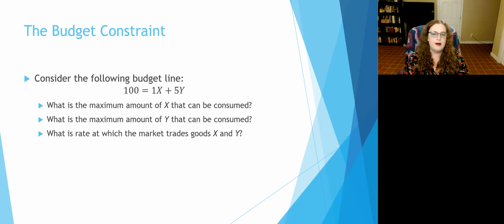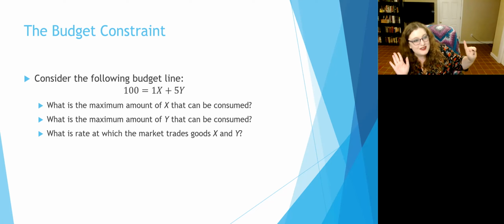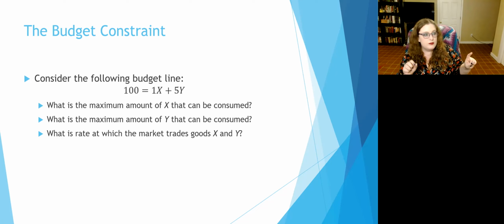All right, then we need to think about what the market trade rate of these goods is. Essentially, what is the slope going to be? At the end of the day, we want to think about the relationship between them. We know that X is $1 and Y is $5. So what rate would they be trading at? If I wanted to increase good Y, that's a $5 good. What am I having to give up to buy a $5 good? Probably 5 of this $1 good. So the market rate would be, for each additional Y that we add, we have to give up 5 X.